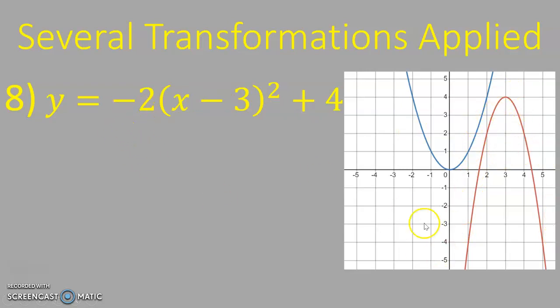The 2 makes it more narrow. Remember, that's a vertical stretch. If you subtract on the inside, it goes right 3. 1, 2, 3. And if you add on the outside, it goes up 4. 1, 2, 3, 4. And when we say it, we usually focus on the vertex for this particular family. Remember also, sometimes people say 3, 4 here for the vertex by changing the sign on the inside and not on the outside. You just have to also know to make it narrow and flip it.